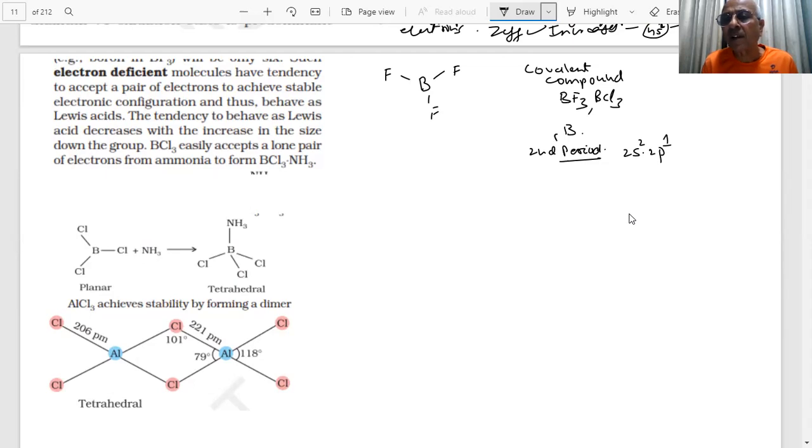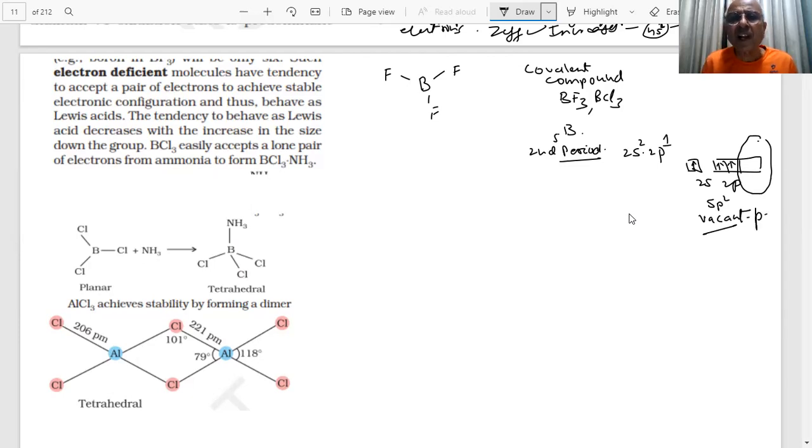If I excite one electron from 2s, then what do you get? 2s and 2p, how many? 1, 2 and 3. So what is that? sp2 hybridization. But there is one vacant p orbital. One vacant p orbital is available.